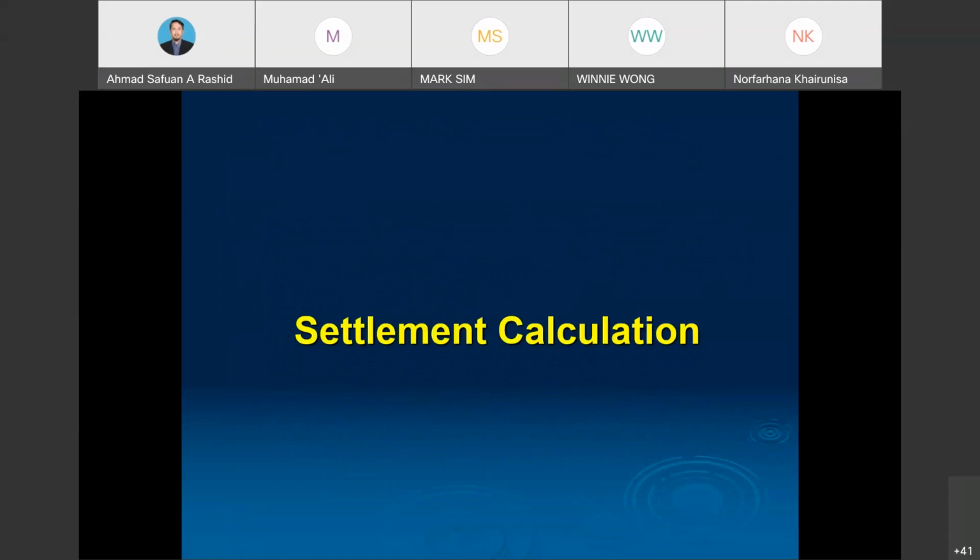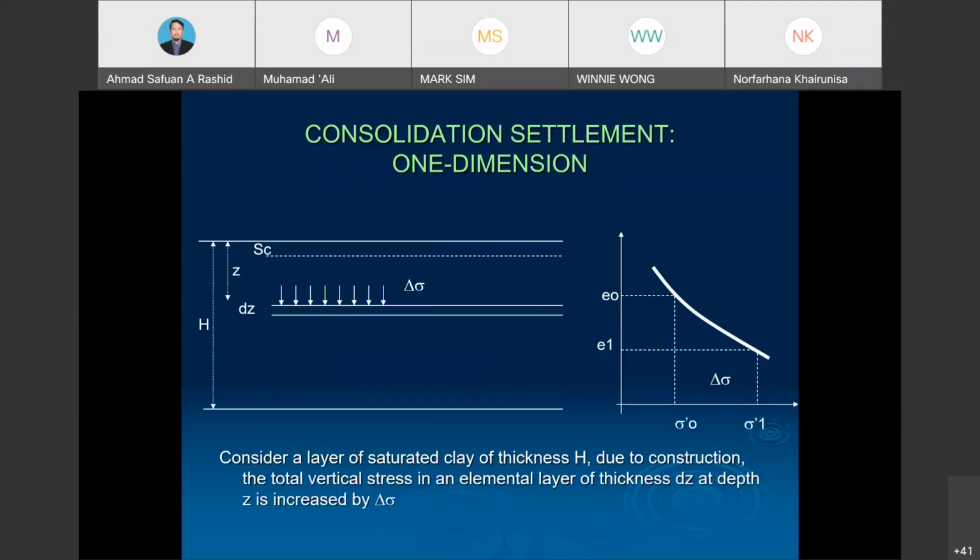So now we can estimate the settlement either by using the MV or the CC and CR values. We look at the first equation to determine the settlement based on the MV value.